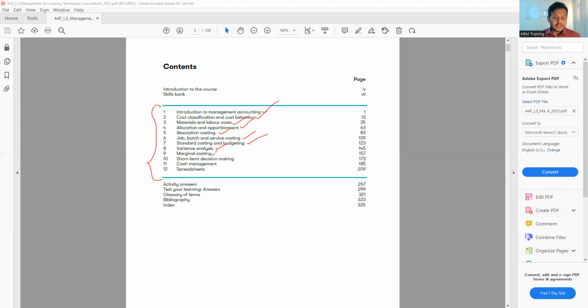Then you have a marginal costing. We're going to see how we calculate the unit cost according to the marginal costing. These two are very common, the marginal costing and the absorption costing. Only the difference is how we treat the fixed cost.